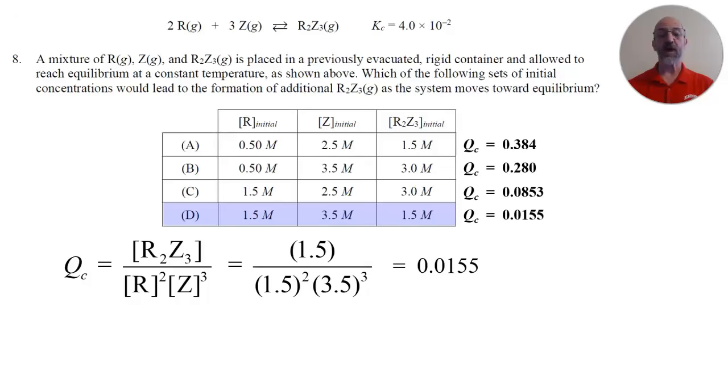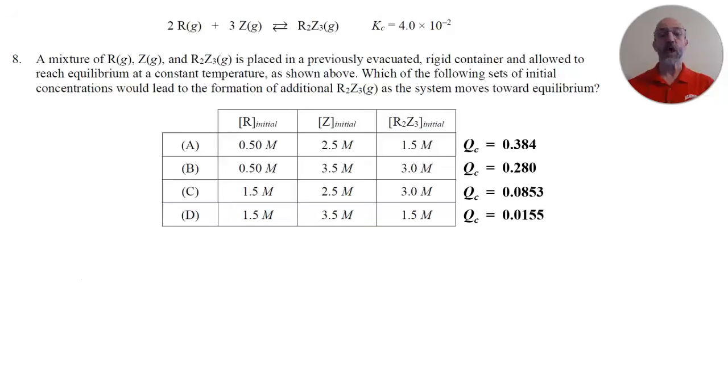0.0155. Well, the next step in the process is to compare the value of Q with the value of K. We see that the value of the equilibrium constant K is 4.0 times 10 to the negative 2, and that can also be written as 0.040. And we have to determine which of the following sets of initial concentrations would lead to the formation of additional product R2Z3 as the system moves toward equilibrium.